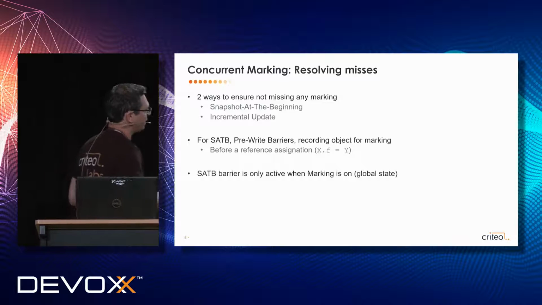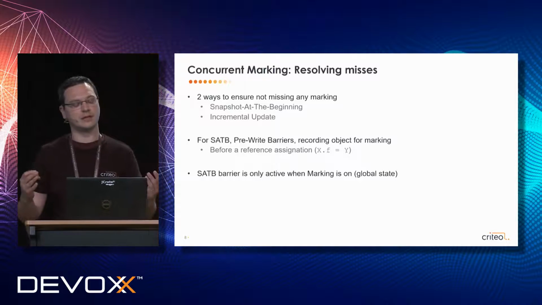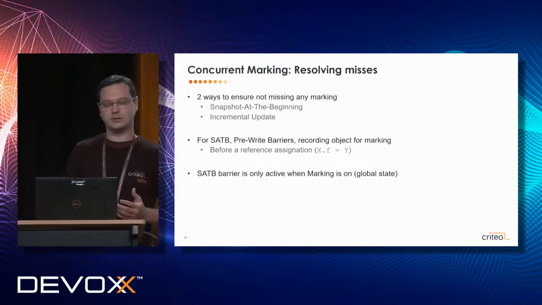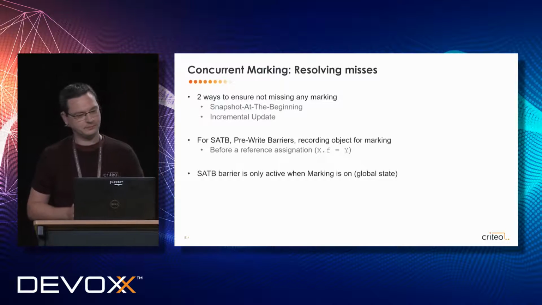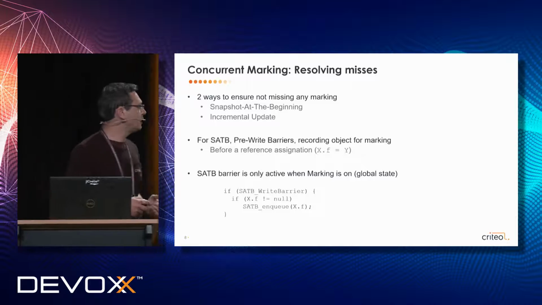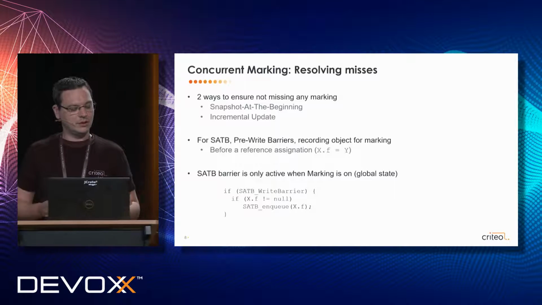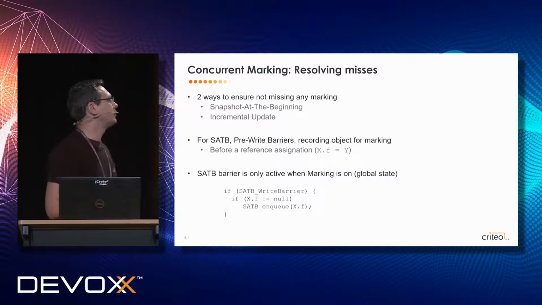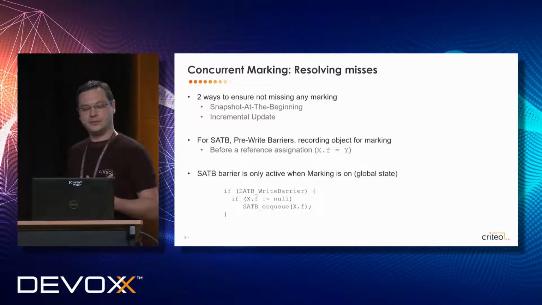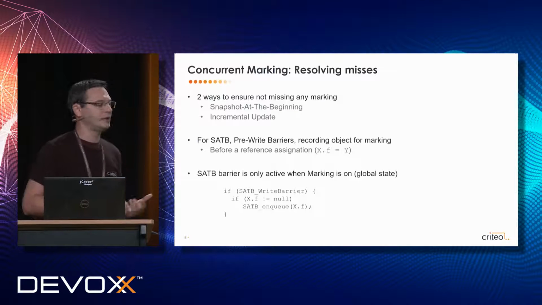This SATB barrier is only active when we are in concurrent marking. We know at the global state that we are in concurrent marking, so at that moment this barrier is active. Otherwise, we'll skip this code. The pseudocode for this will be: if this SATB write barrier is active, and if the field of destination is different from null, then we enqueue the reference of the field. The reference is put in a queue, and then later processed by the GC thread or a dedicated thread.